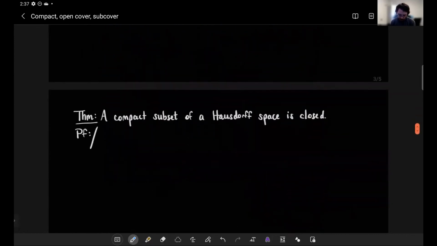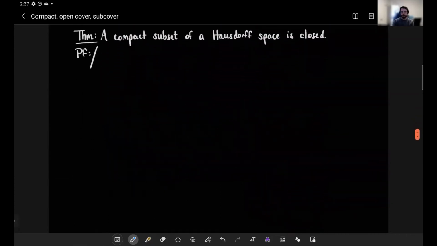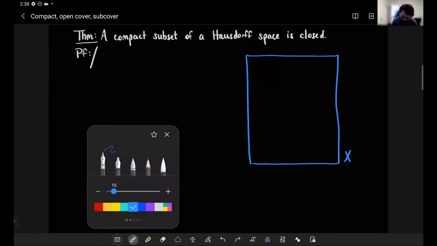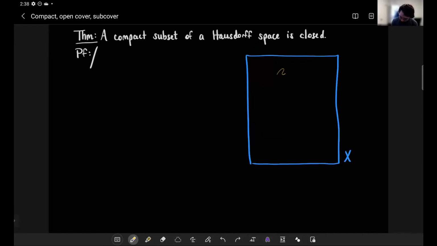What else could we see? Compact subset of a Hausdorff space is closed. This one takes a little bit of work, and it helps if you draw a big diagram for it. So let me just start with a diagram. Let's say I have some space X, and X is going to be Hausdorff. And I want to take some compact set in X. Maybe I'll draw that like so. A little Tetris block or something. There's A. A is going to be my compact set.